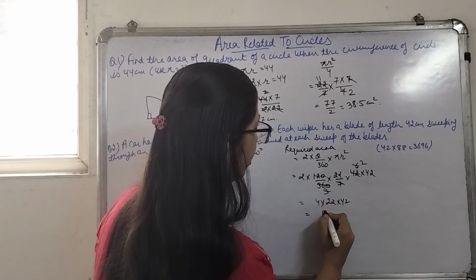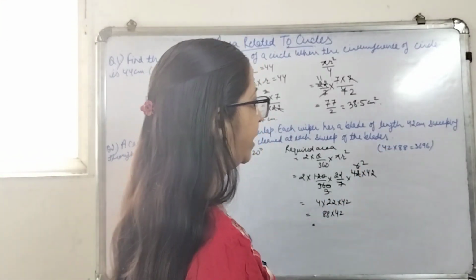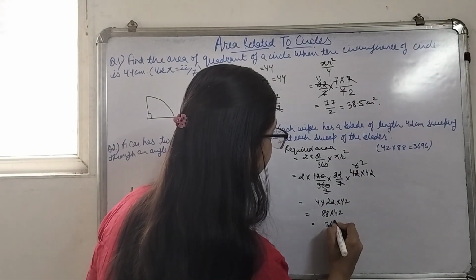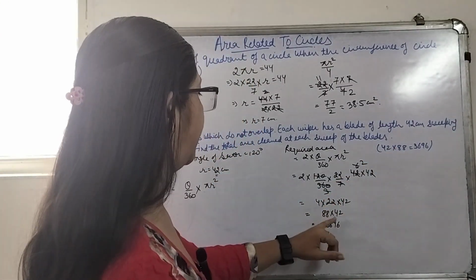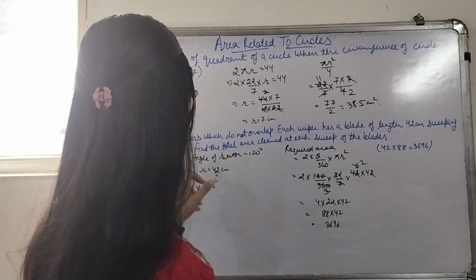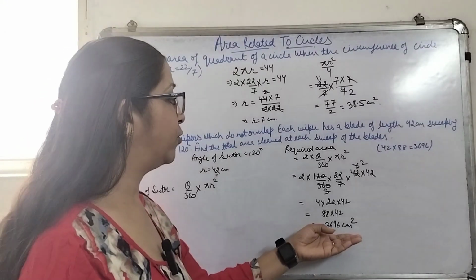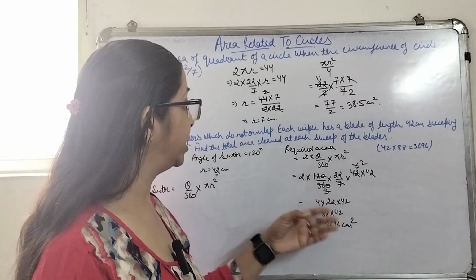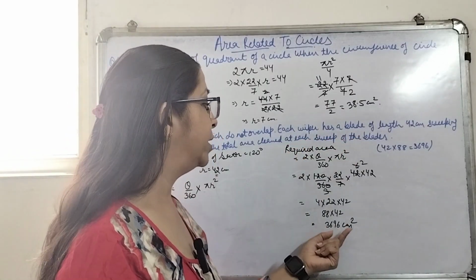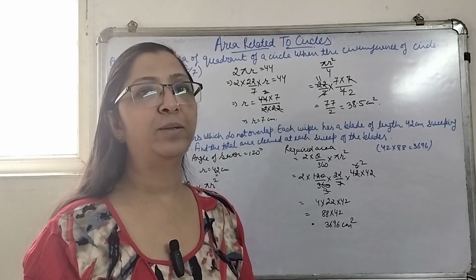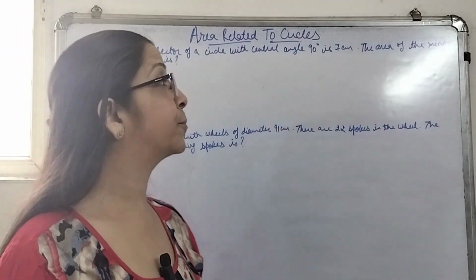4 multiplied by 22 will be 88. 88 multiplied by 42, the multiplication of 88 and 42, will be 3696. It won't be given in the question; I have simply written it over here. But your multiplication will be 3696 and the unit was centimeter, so this area will be centimeter square. Never forget to write the units. It is very important. So the required area, or the total area cleaned at each sweep of the blade, will be 3696 centimeter square.